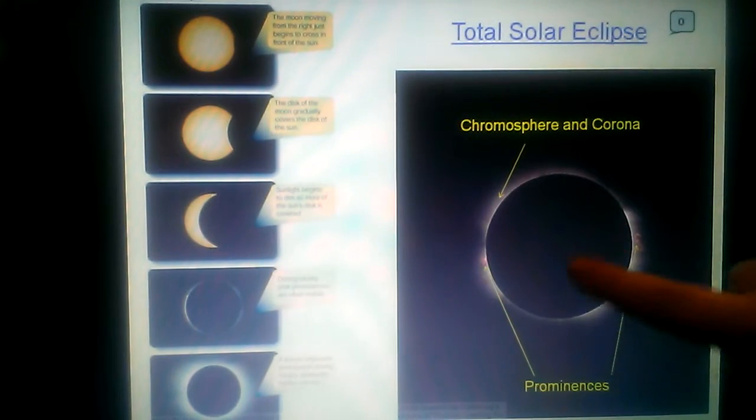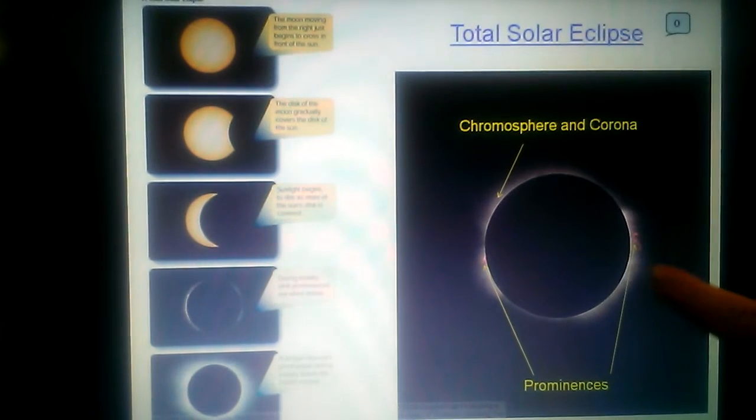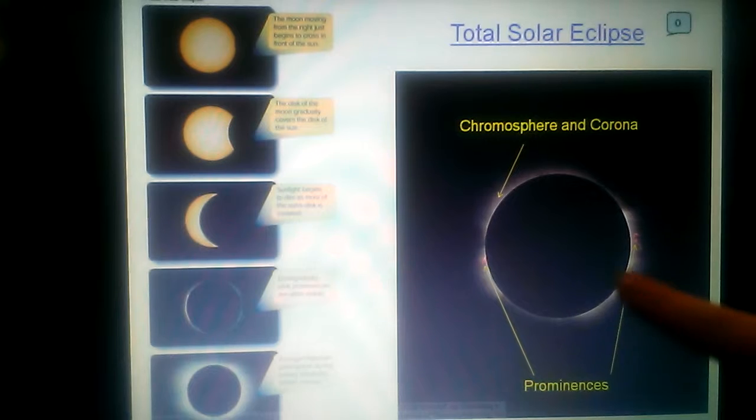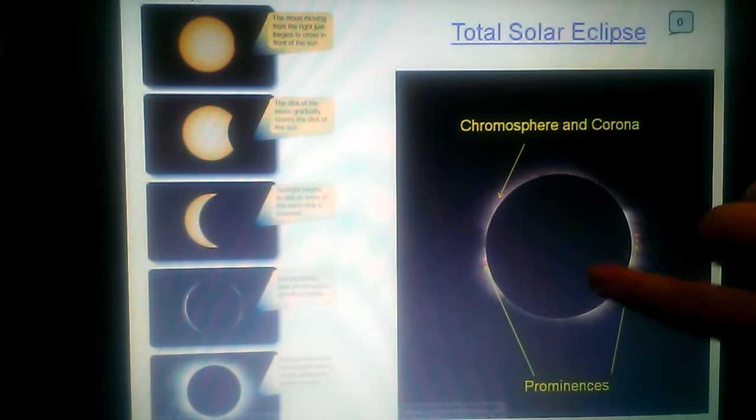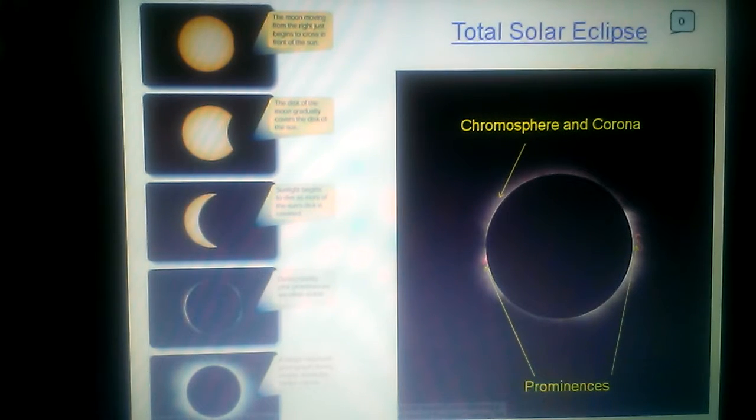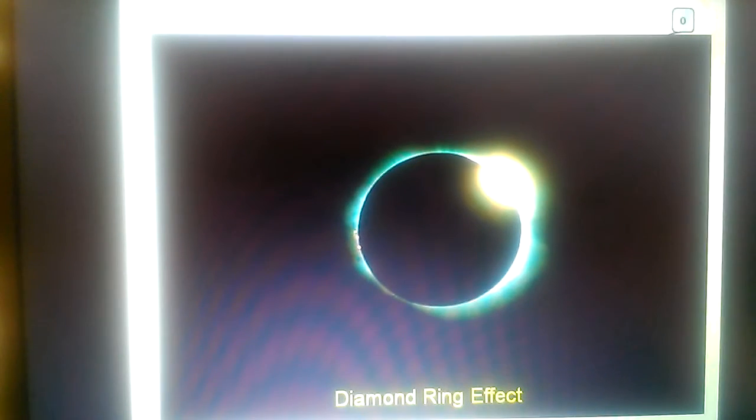So you see the moon's blocking it out. We now can see the chromosphere and the corona, which is not normally seen. Normally the photosphere, the brightest layer, is the only layer that's visible to us here on Earth. But during the eclipse, it's actually blocked out, allowing us to see those other layers. This is the diamond ring effect from that, when you get a little blast on one side.